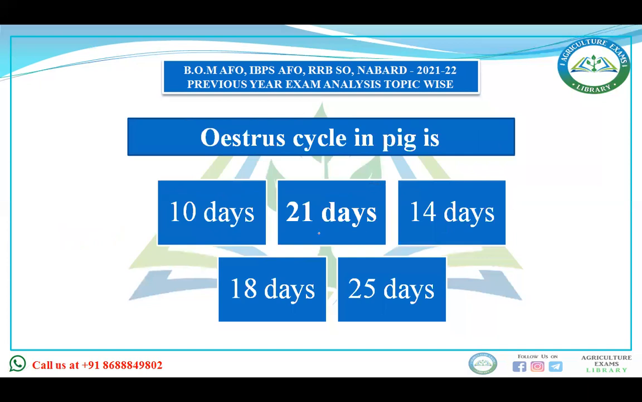The oestrus cycle in pig is: 10 days, 21 days, 14 days, 18 days, or 25 days. Then the oestrus cycle of different animals: in cow, the oestrus cycle is 21 days, in buffalo also 21 days, in pig also 21 days. In sheep, it is 15 to 18 days. In goat, it is 20 days. In camel, it is 10 days.